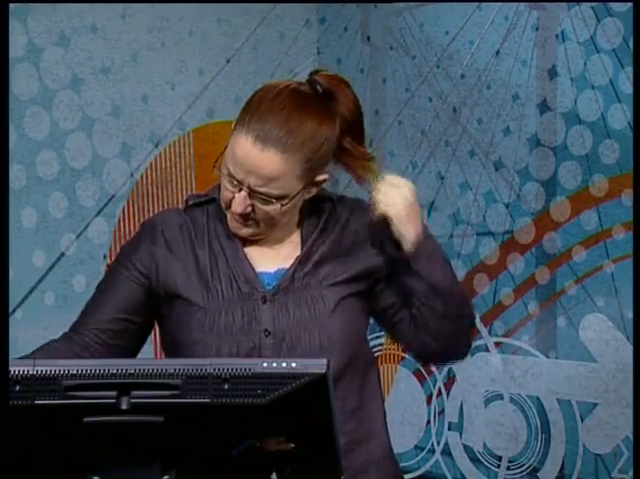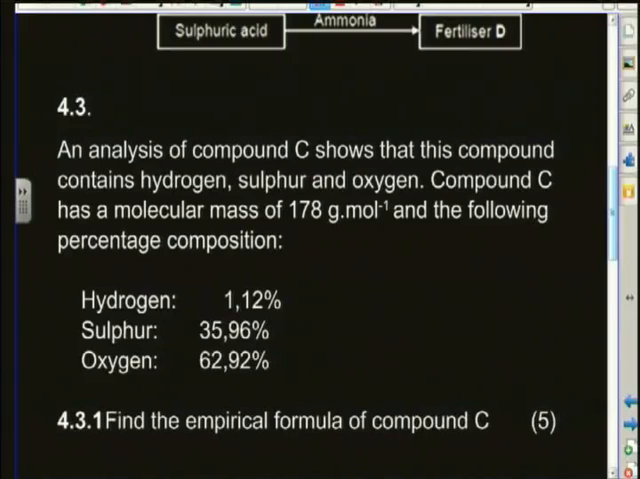Now it says, let's see, we get down to the bottom. An analysis of compound C shows that this compound contains hydrogen, sulfur, and oxygen. Compound C has a molecular mass, or molar mass, of 178 grams per mole, and the following percentage composition: 1.12% hydrogen, 35.96% sulfur, and 62.92% oxygen. Find the empirical formula. All right, empirical.